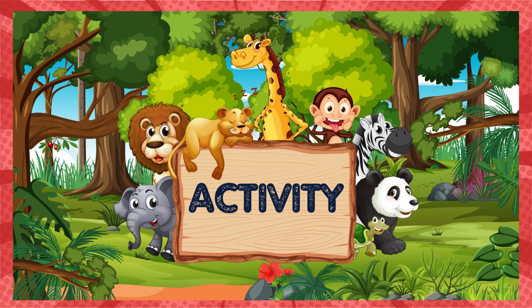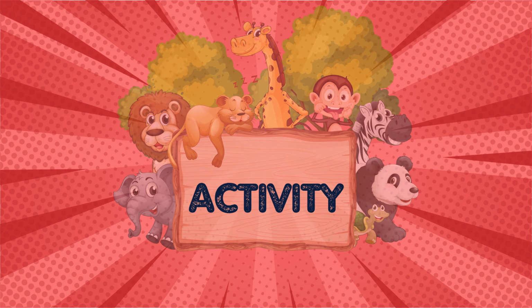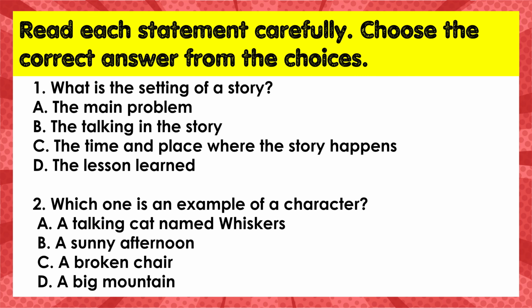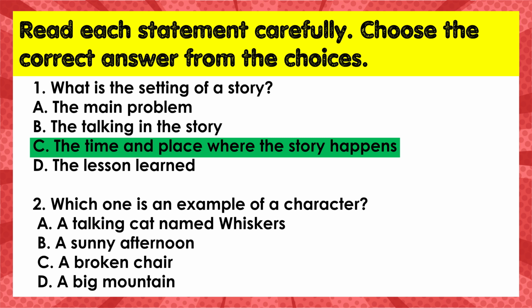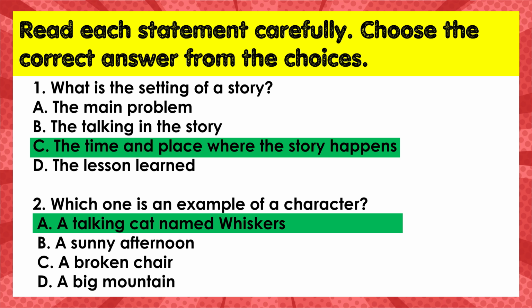And now, let's check your answers. Number 1. What is the setting of a story? The answer is letter C. The time and place where the story happens. Number 2. Which one is an example of a character? The answer is letter A. A talking cat named Whiskers.